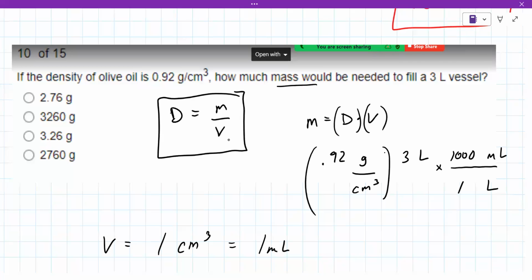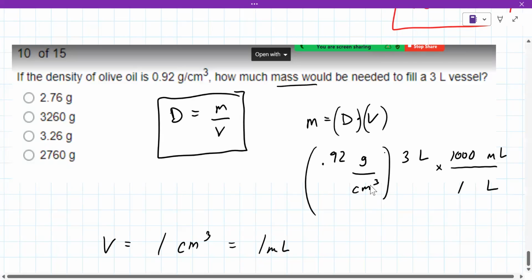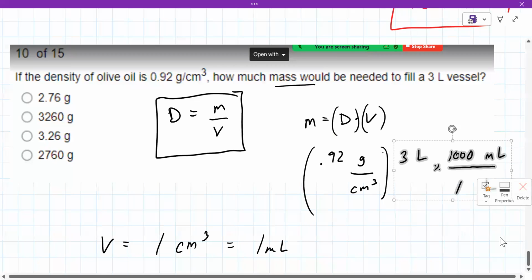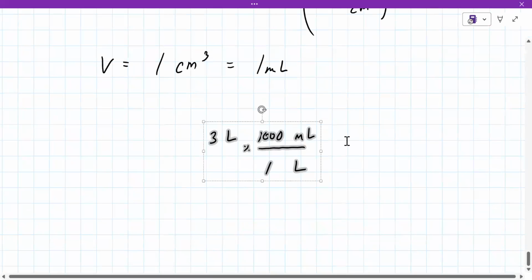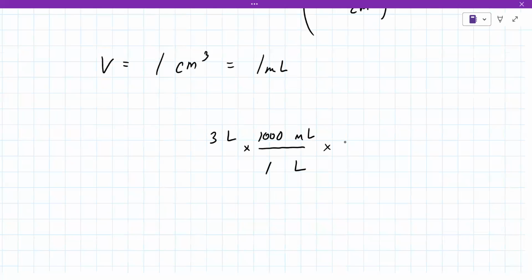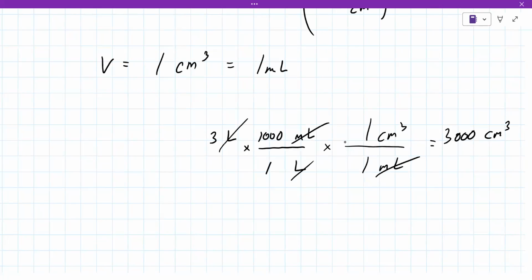The volume, we have to convert it to centimeters cubed because we want this to cancel. So on the right here, maybe I should have done this calculation off to the side. So let me do that. Come down here. So the liters cancel, and then 1 milliliter is 1 centimeter cubed. So this becomes 3,000 centimeters cubed.